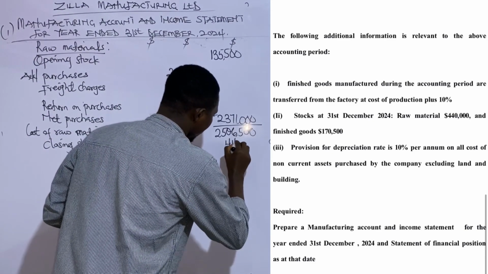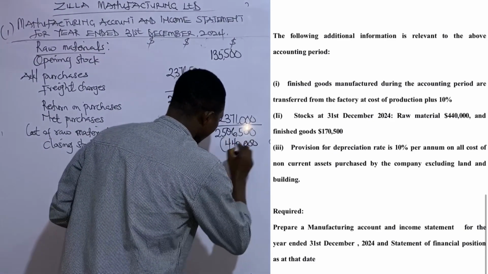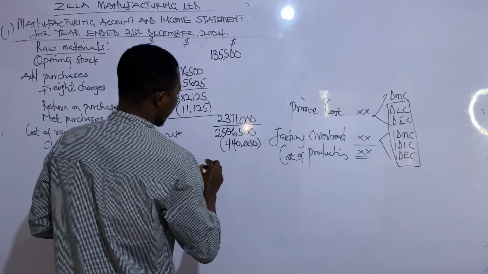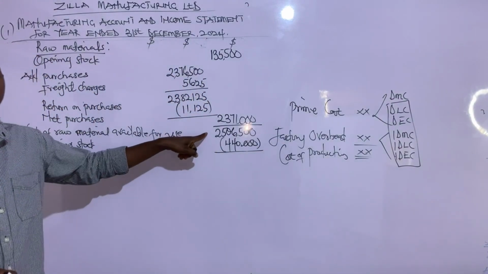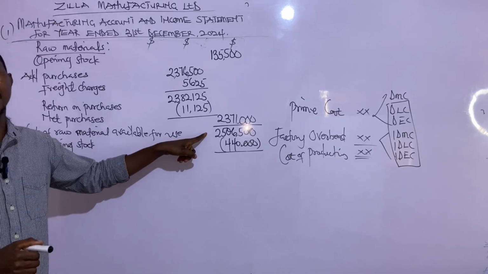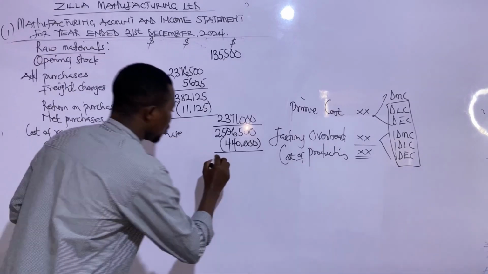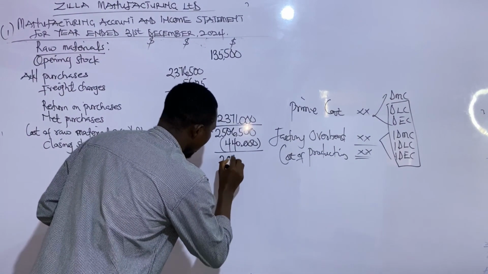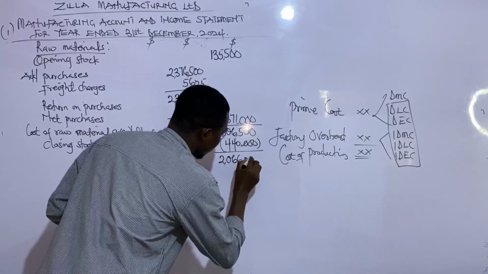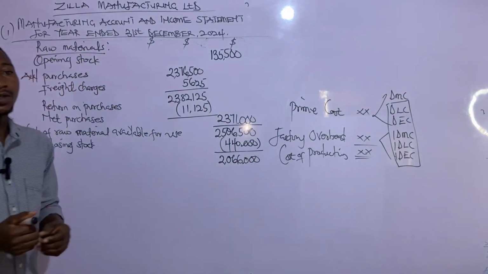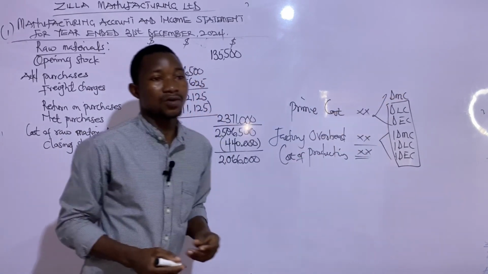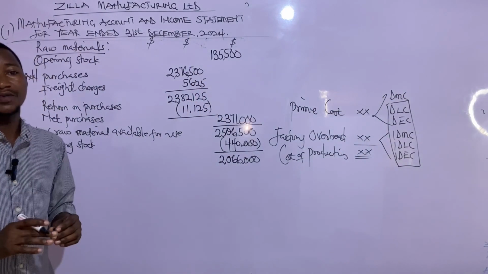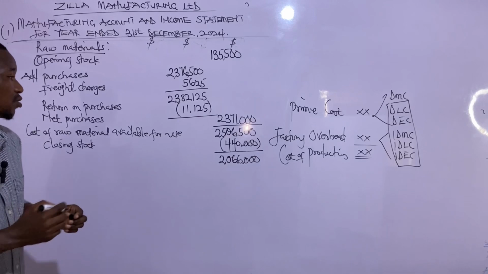$440,000. We are deducting, so I put it in brackets. So when we subtract this from this, we arrive at 2,066,000. Is that okay? Very good. So this now becomes the direct material cost. That is the cost of raw material consumed or used in the production.